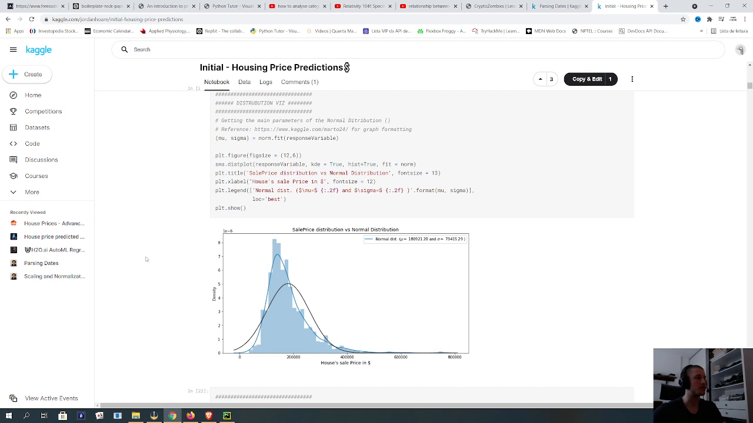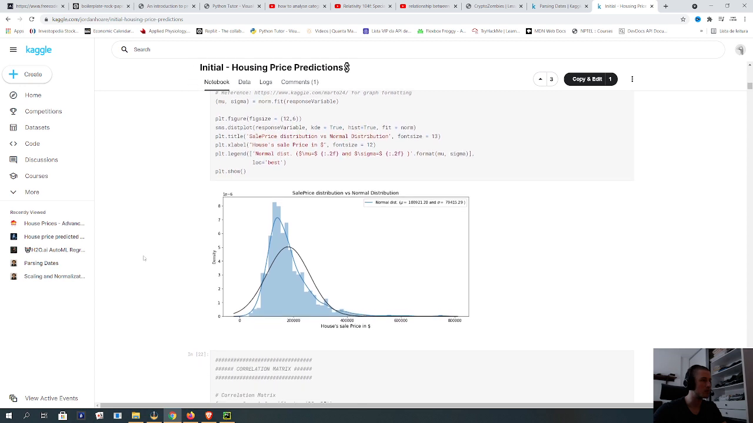So sale price doesn't follow a normal distribution. It makes sense because the economy follows a Pareto distribution. So house prices should follow the same or very similar distribution, since they are determined by markets.